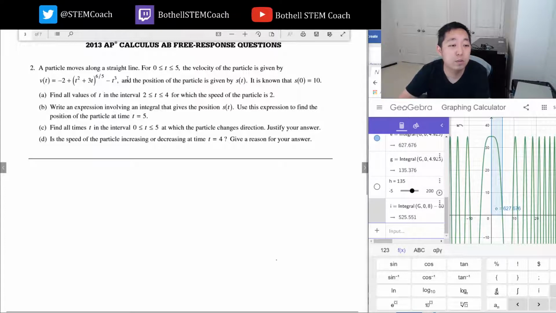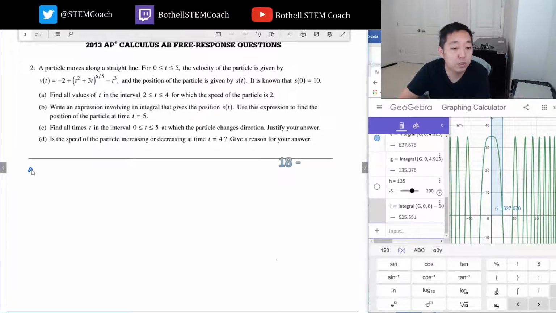A particle moves along a straight line for t between 0 and 5. The velocity of the particle is given by that, and the position of the particle is given by s of t. It is known that s of 0 equals 10. Find all values for t in the interval for which the speed of the particle is 2.